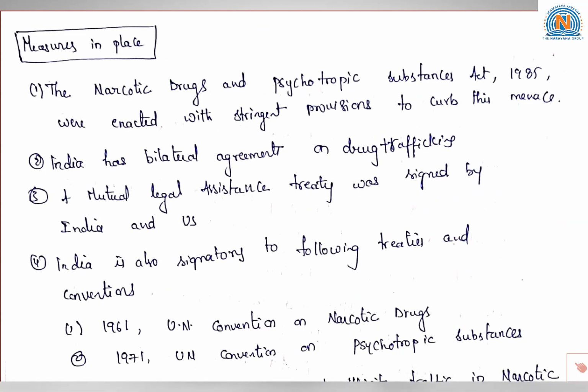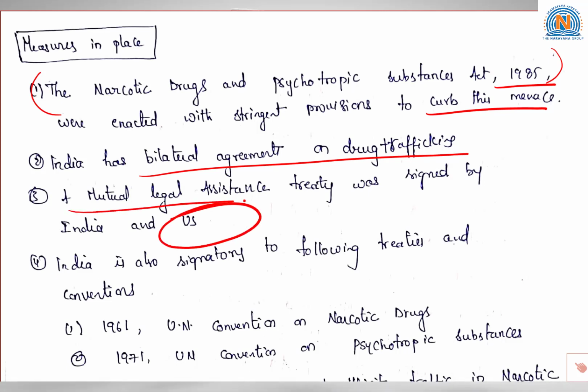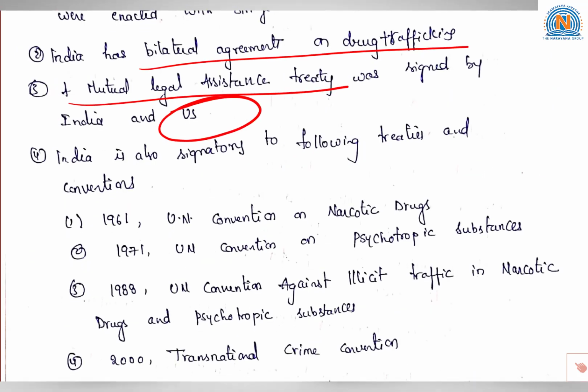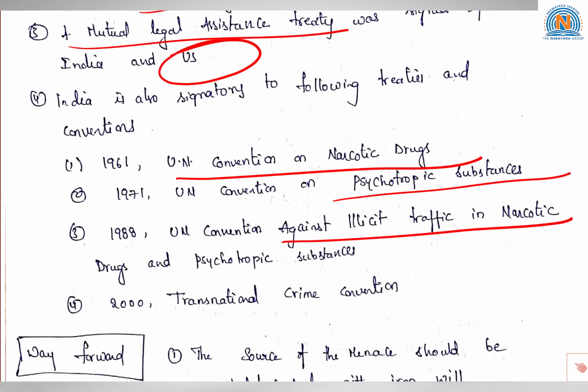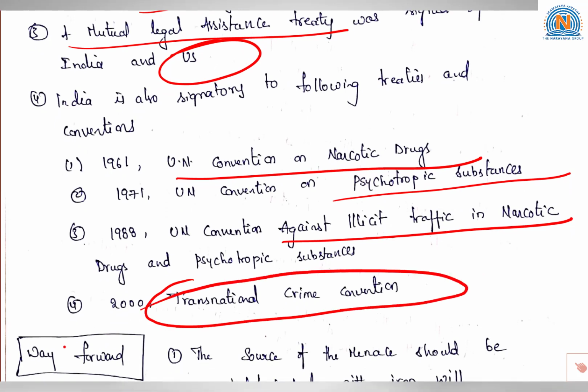So we look into what measures are in place. The Narcotic Drugs and Psychotropic Substances Act 1985 was enacted with stringent provisions to curb this menace. So we have this act in place, and India has bilateral agreements on drug trafficking, and we have signed a mutual legal assistance treaty with the United States. India is also a signatory to the following treaties and conventions: the UN Convention on Narcotic Drugs, the UN Convention on Psychotropic Substances, the UN Convention against Illicit Traffic in Narcotic Drugs and Psychotropic Substances, as well as the Transnational Crime Convention 2000.